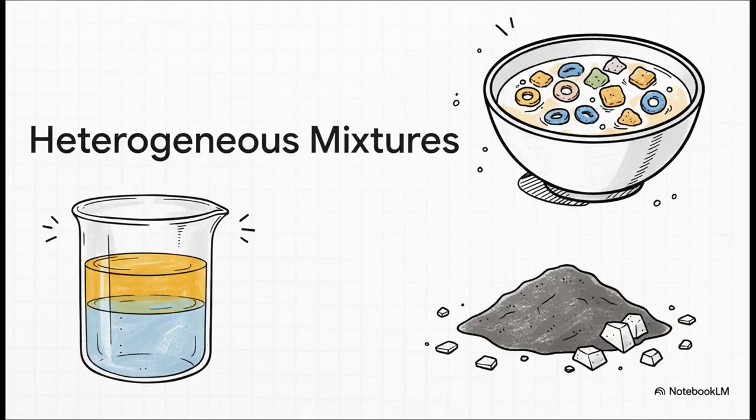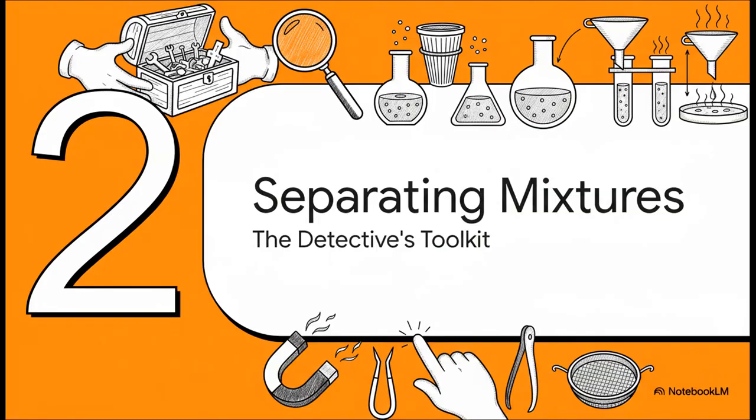And then you've got the other side of the coin, heterogeneous mixtures. These are the ones where you can easily spot all the different parts. You know, like a bowl of cereal and milk, or when you see oil floating on top of water. The parts are not evenly mixed at all, and you can totally see where one thing ends and the other begins. Fantastic work, detective. Now you can identify any mixture that comes your way.